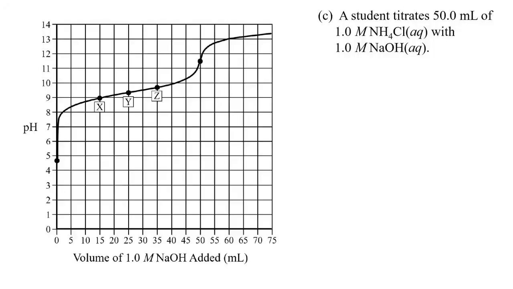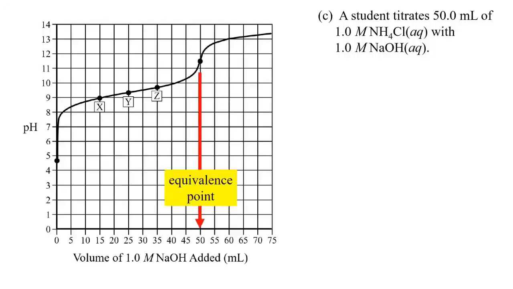You can see that we're starting with a weak acid because the pH begins at somewhere between a pH of 4 and 5. It says that in part C, a student titrates 50.0 milliliters of 1.0 molar ammonium chloride with a solution of 1.0 molar sodium hydroxide. So here we have an example of a weak acid being titrated with a strong base. At the very beginning of the titration, before any of the titrant or the sodium hydroxide is added, there should be mostly ammonium ions present in solution.